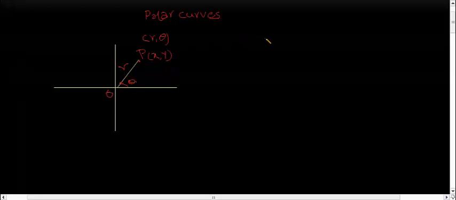Now in Cartesian coordinate system, a curve is represented as y is equal to f of x. In polar coordinate system, curve is represented as r is equal to f of theta.